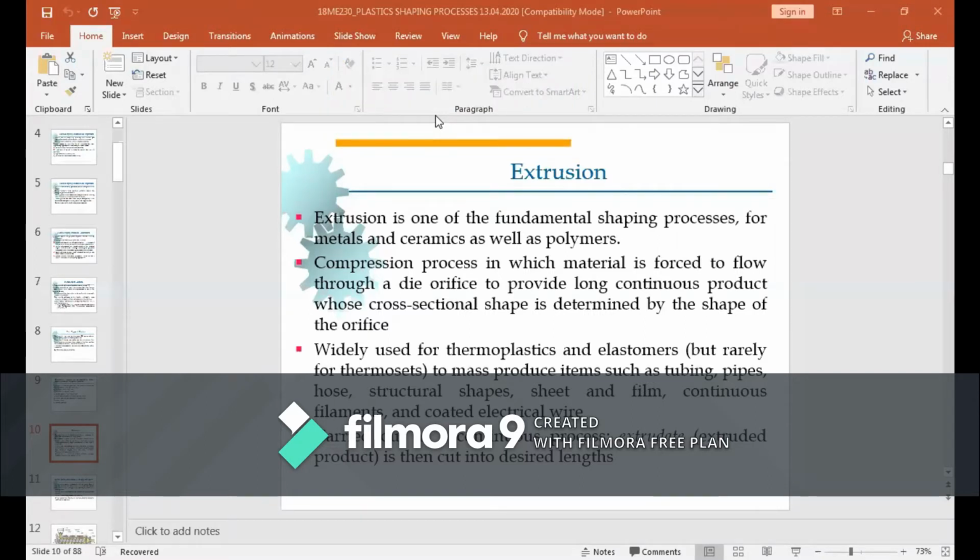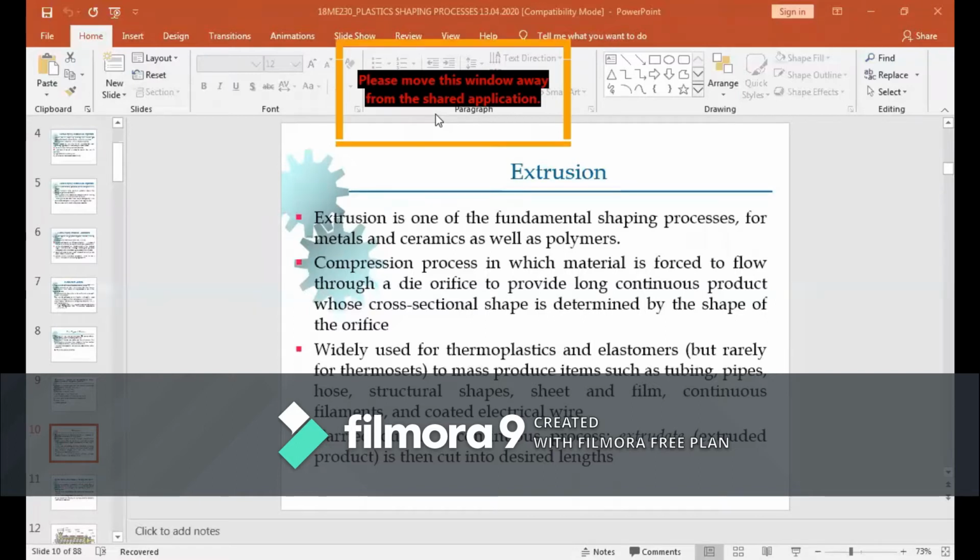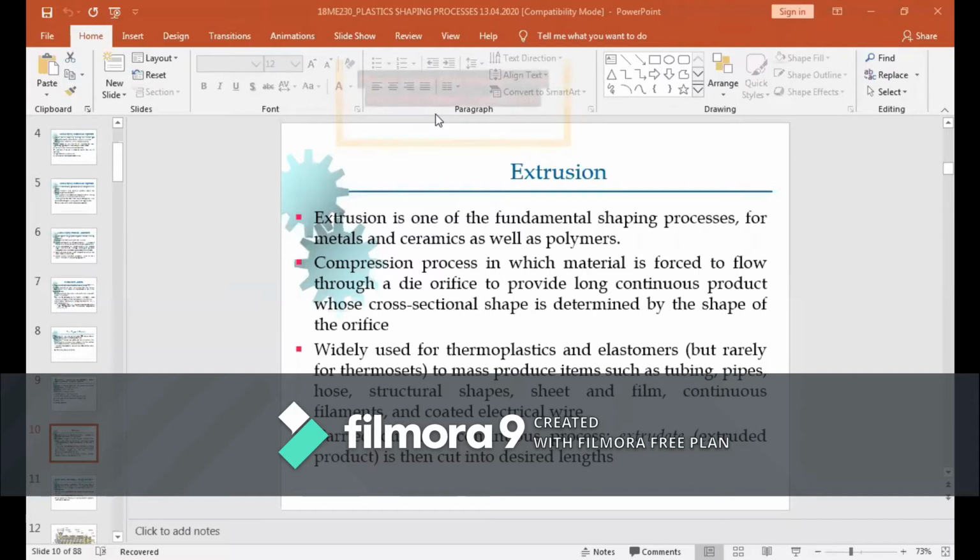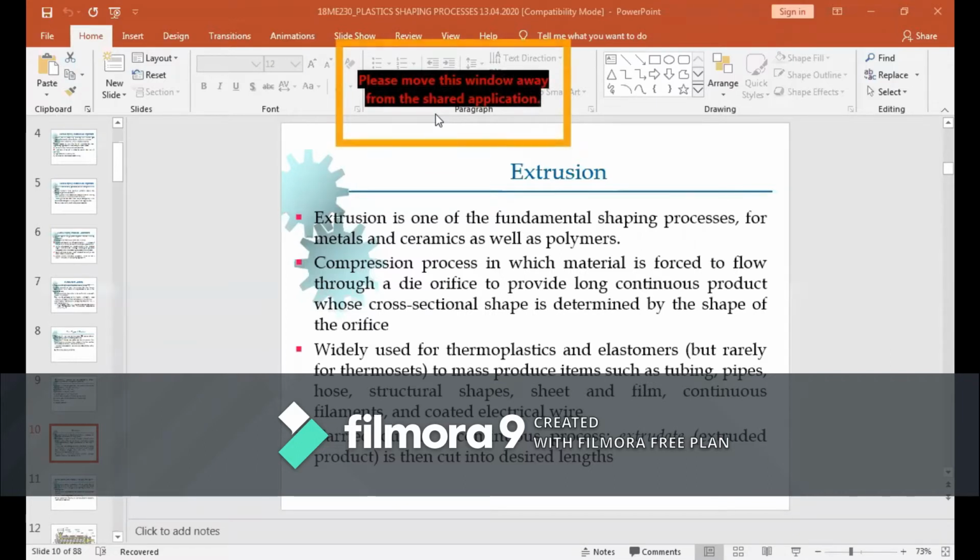Whatever geometry is present in your die will be your final shape. That's a simple way you can see extrusion. It is a compression process in which I'm going to send a polymer material, mostly a thermoplastic, and elastomer is also used. Elastomer is nothing but rubber, but we don't concentrate on the elastomer here. We are going to concentrate only on polymer, that is, plastic material.